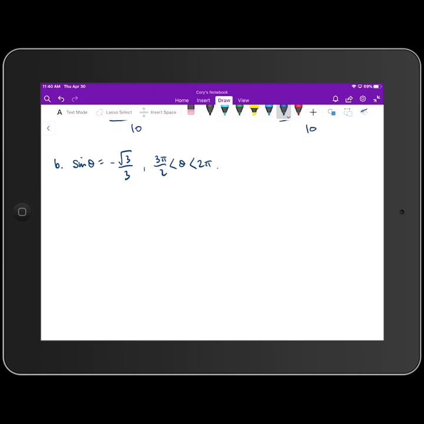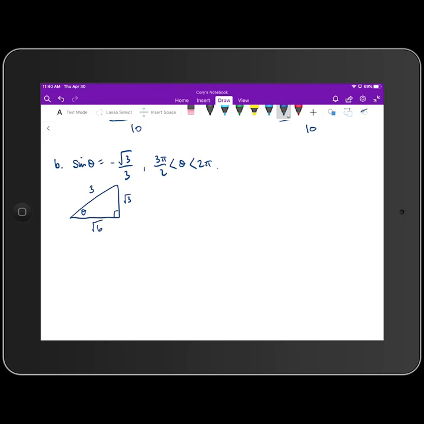Okay, so we're going to start out drawing a diagram here. Again, angle theta. If sine is negative rad 3 over 3, that means that sine is the ratio of the side opposite over the hypotenuse. And then we can use the Pythagorean theorem to find the missing side length. So the side adjacent is going to be rad 6.